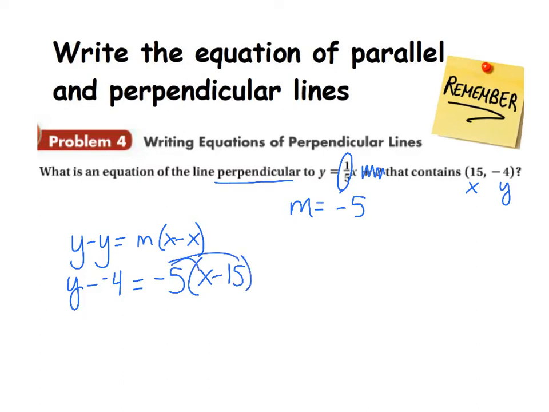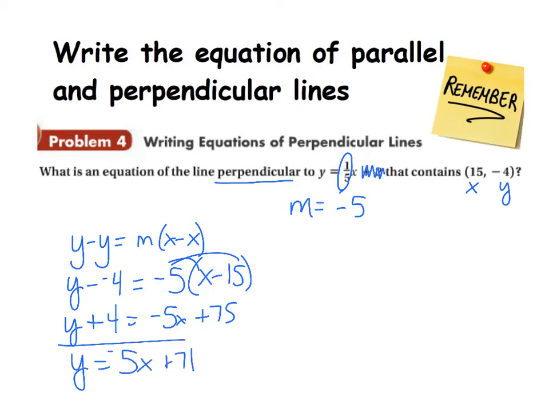I'm going to distribute. This actually becomes y plus 4. And 5 times 15 is 75. My goodness, this is getting big. Okay, so y equals, move the 4 to the other side, 71. Good grief. All right, that'd be hard to graph.